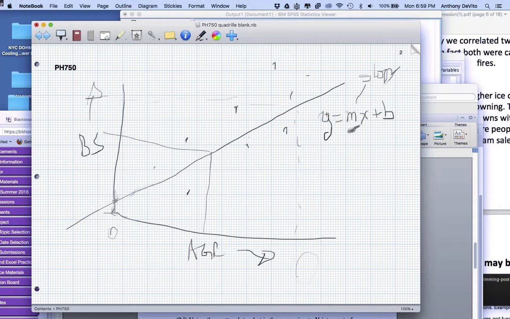So at any rate, we use that in statistics also, except a lot of times we'll say f of x, our dependent variable, is equal to a plus bx, where a is the y-intercept and b is the slope. And what is the slope? Slope is the distance you travel up over the distance you travel horizontally to get from one point to another point. So that represents the slope.